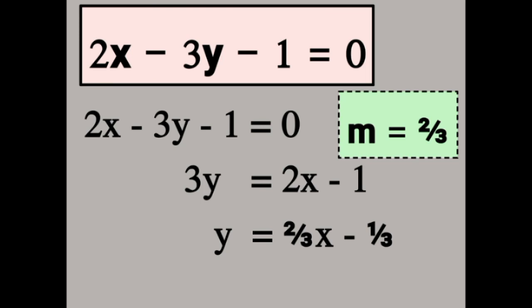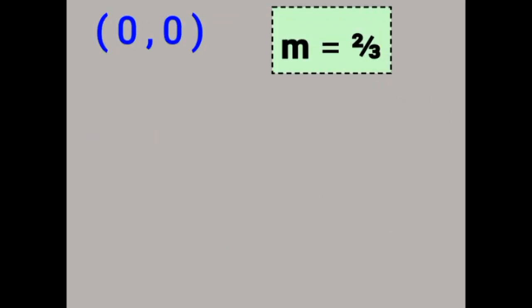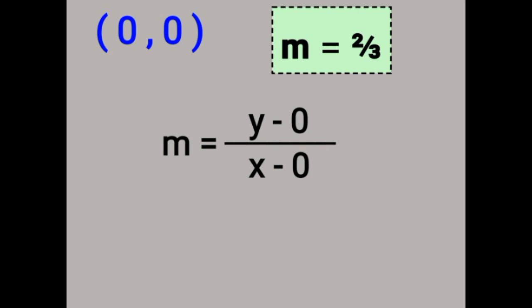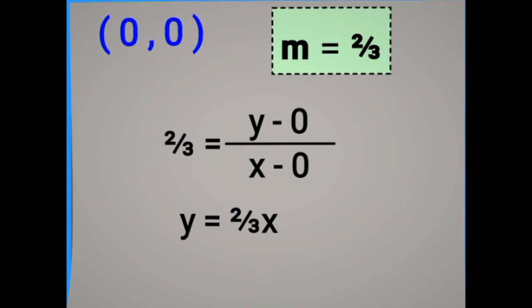Now, we know the other line passes through the point 0, 0, so m equals y minus 0 over x minus 0. m equals 2 over 3, then 2 over 3 equals y minus 0 over x minus 0. So, y equals 2 over 3x. So, now this is our equation.